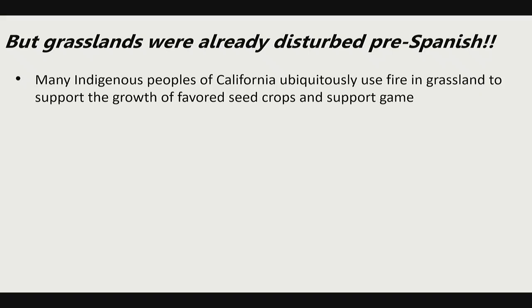By starting fires, they could do things like suppress these grasses and certain plants that weren't particularly useful for them, support the growth of native grasses that they did use for various reasons, and even support game. If things get too tall, too intense, get shrubby, burn it, nice green grass grows, the game, the animals come in and eat it, you eat the game, right?